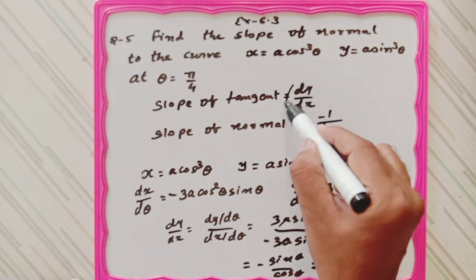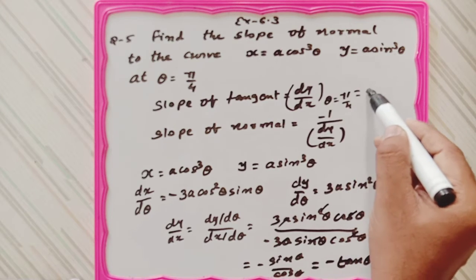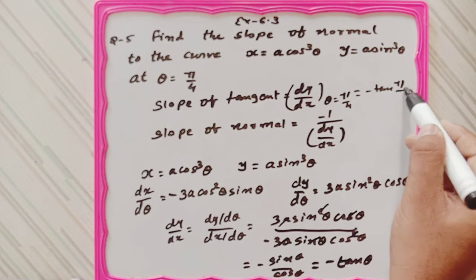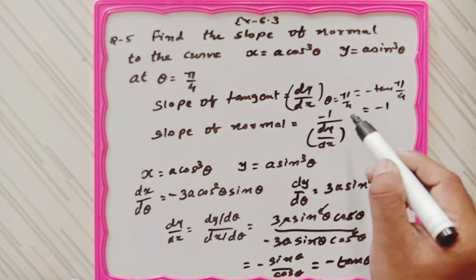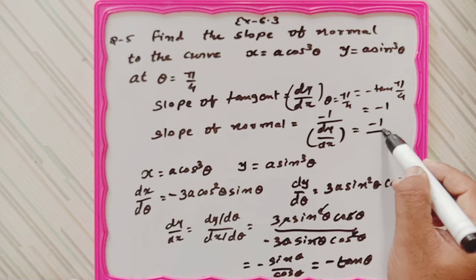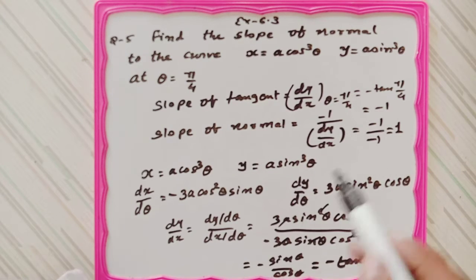So dy by dx at theta equals pi by 4 is minus tan pi by 4, which will be minus 1. And so here we substitute the value, then minus 1 upon minus 1, which is 1. And so the slope of the normal will be 1.